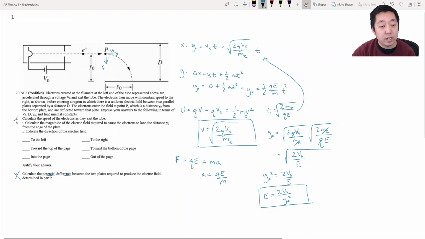Now the direction of the electric field: because the force is going down, and this is an electron, a negatively charged particle, it always moves opposite the direction of the electric field. So if I want the force to be down, I need the electric field to go up. When the electric field is up, positive charges move in the direction of the electric field. Electrons move against the direction of the electric field. That's just how we've defined electric field direction. So it's toward the top of the page. And that's it.